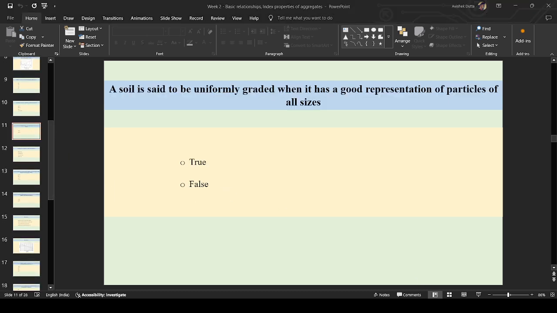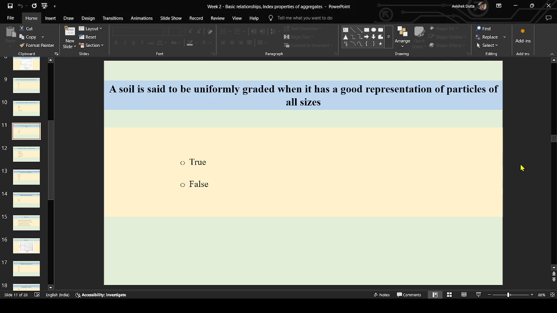So this is a true or false statement. A soil is said to be uniformly graded when it has a good representation of particles of all sizes. Is this statement true or false?